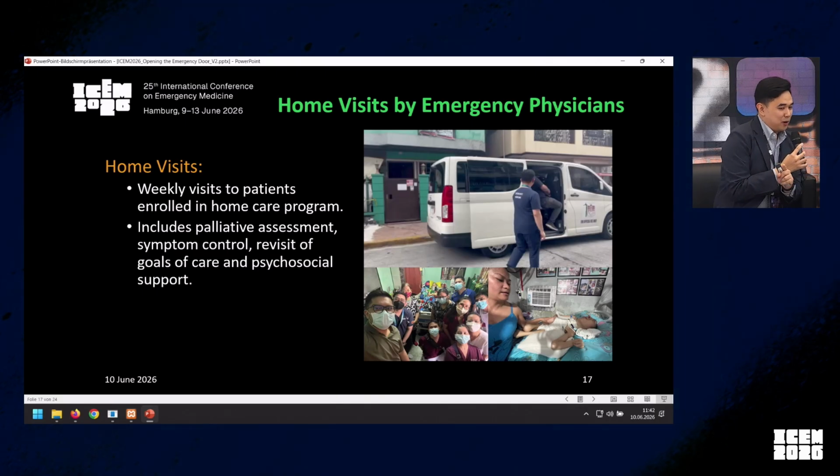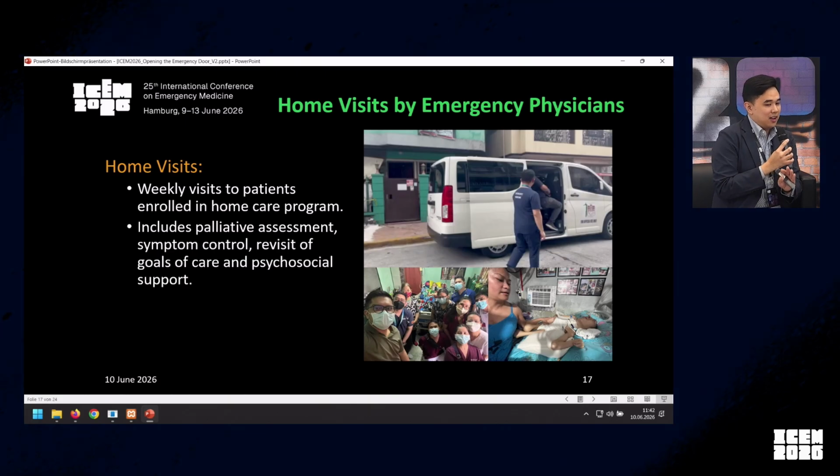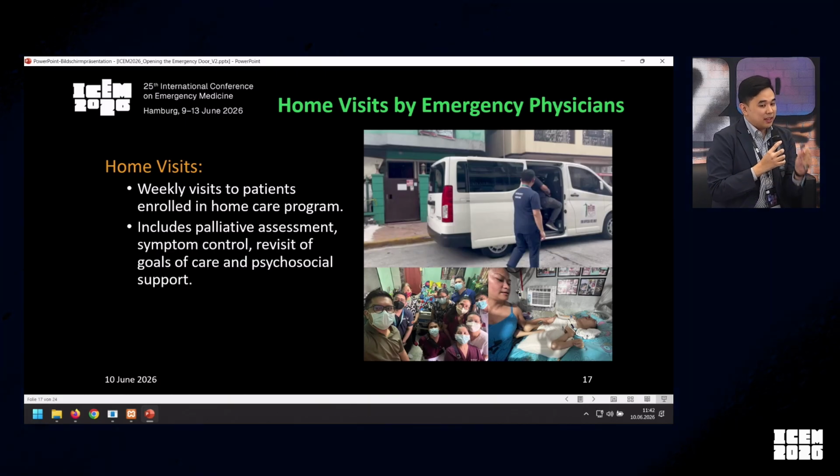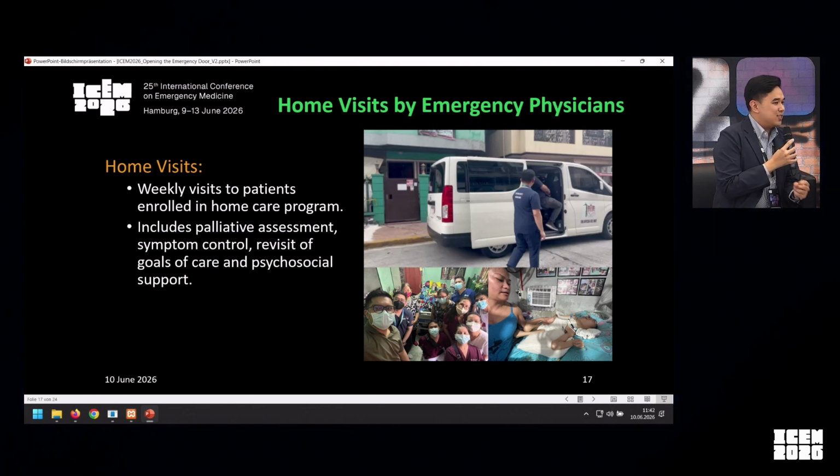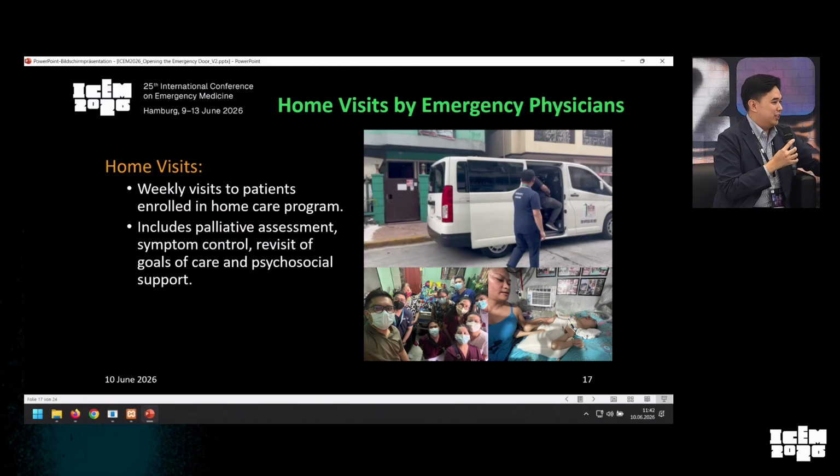The main reason is that this is one of the good areas where our residents actually enjoy. It's called our home visit. It's like ED at home, but they're rotating under their palliative rotation. They actually try to visit their patients. The good thing in visiting your patients is you actually identify the social determinants of health.